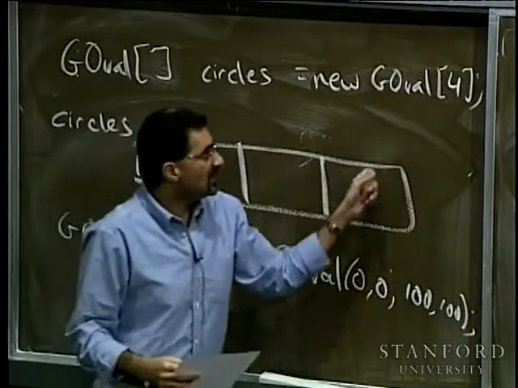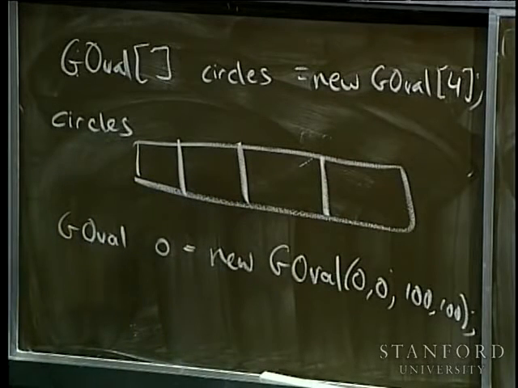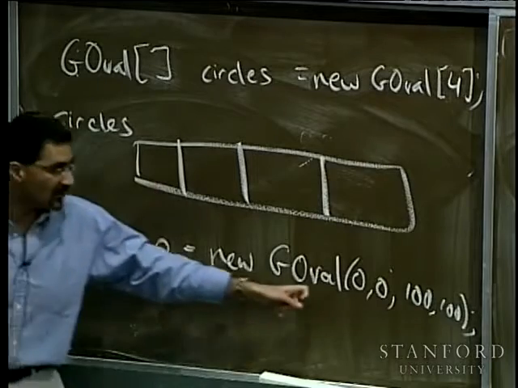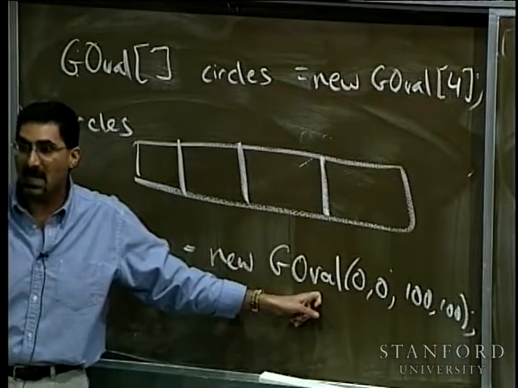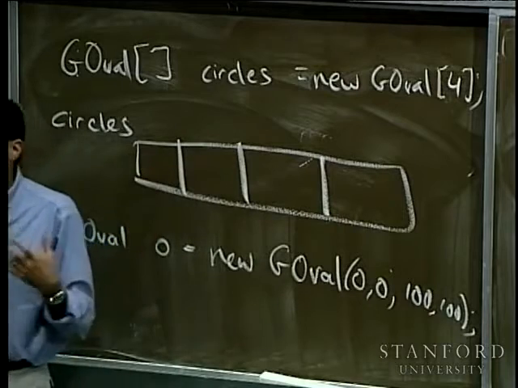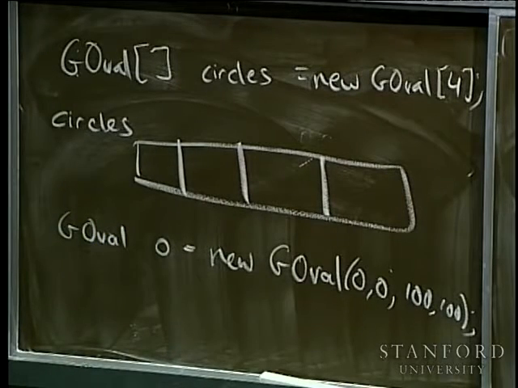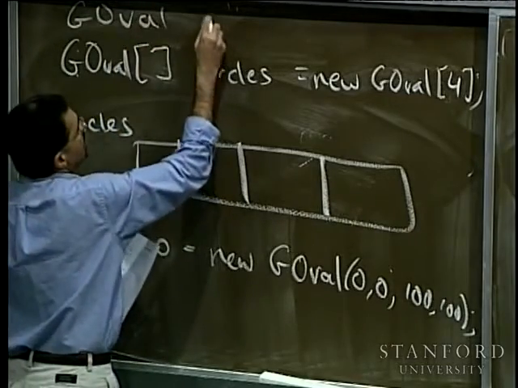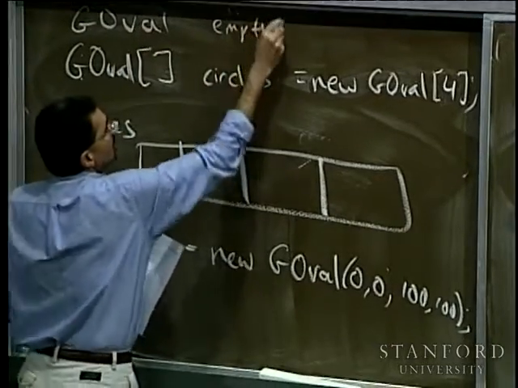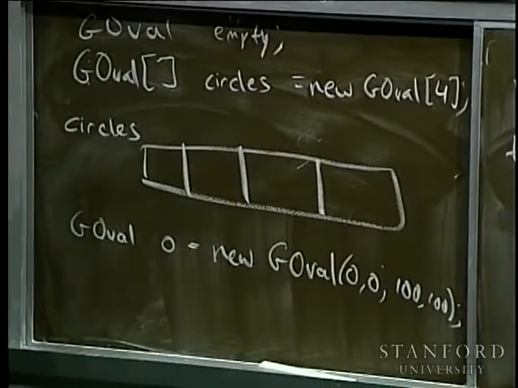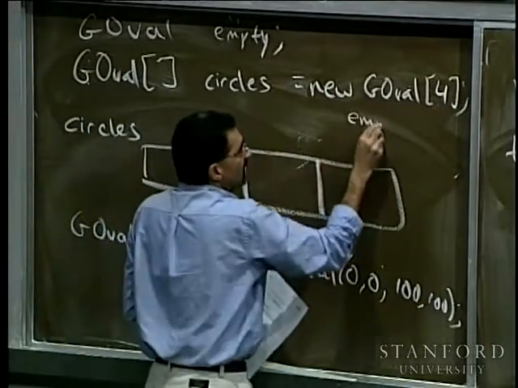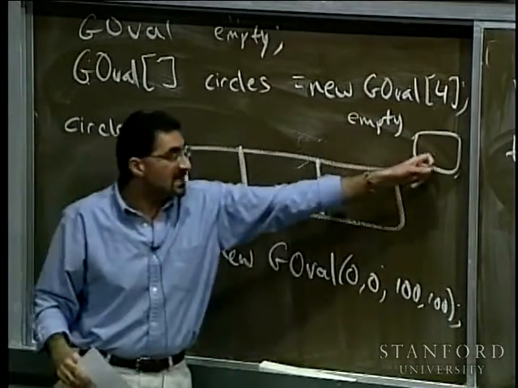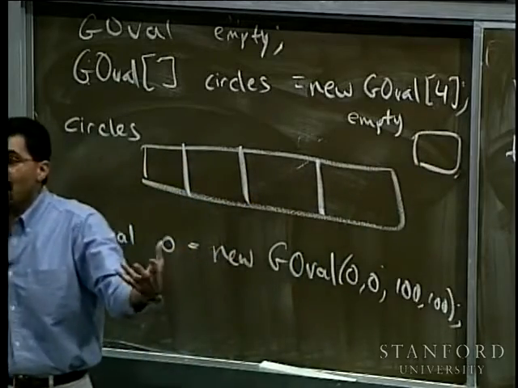Okay? And each one of these cells is basically going to be able to store a GOval. But each one of these cells right now doesn't actually have a GOval in it. Why? Because I haven't created a new GOval in each one of those cells. Each one of these cells or elements, all it has in it is the ability to store a GOval. It's kind of like if you just said GOval, and I'll call this empty. Okay? What happens when I say GOval empty? I get this thing called empty over here, which is space for a GOval, but I haven't done new on it yet, which means this thing doesn't actually point to any object that is a GOval.